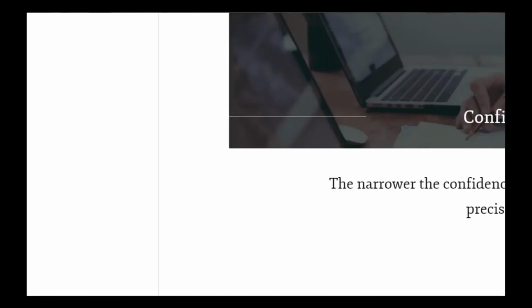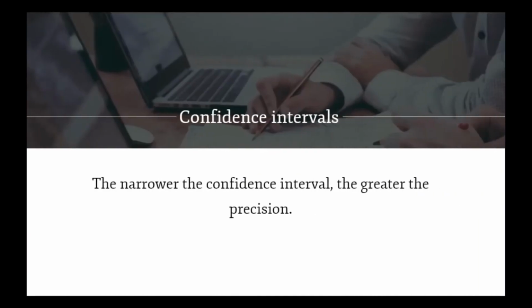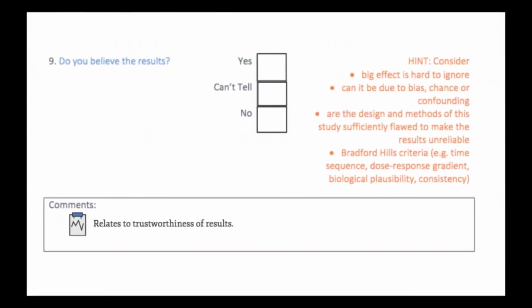A narrower confidence interval indicates higher precision of results, so a confidence interval of 3 to 4 around a risk ratio of 3.5 would be more precise than a confidence interval of 2 to 7 around the same risk ratio of 3.5. The believability of results can be assessed by considering the factors we have previously discussed, such as confounding or bias. It's also important to consider whether the results may have been affected by chance.